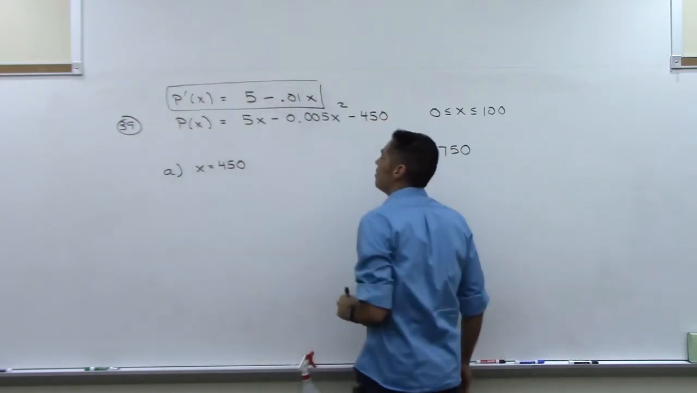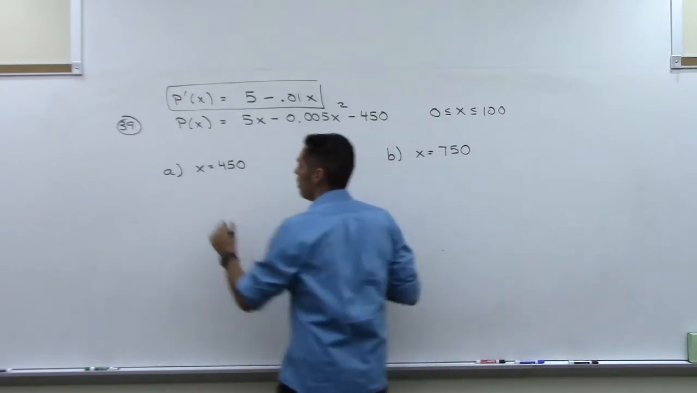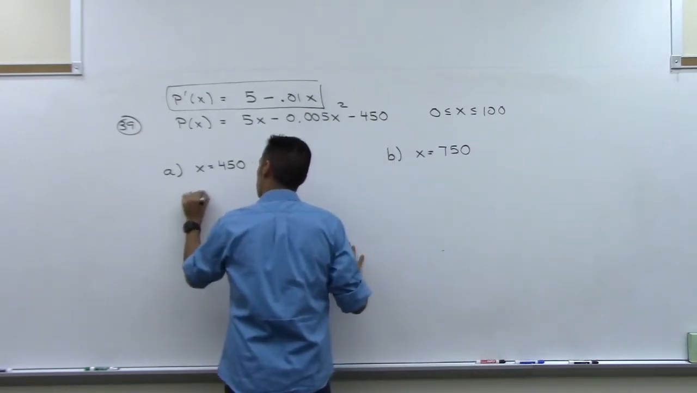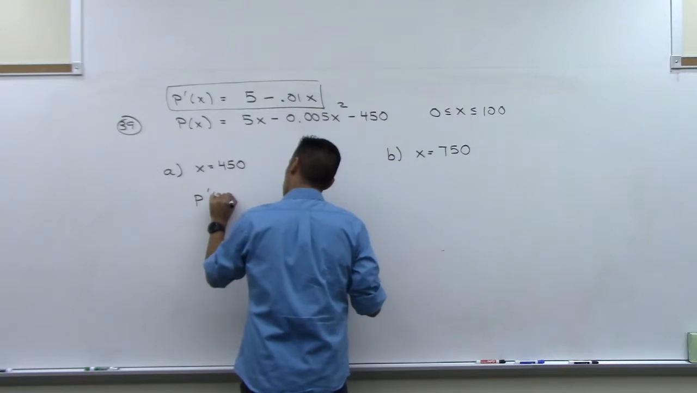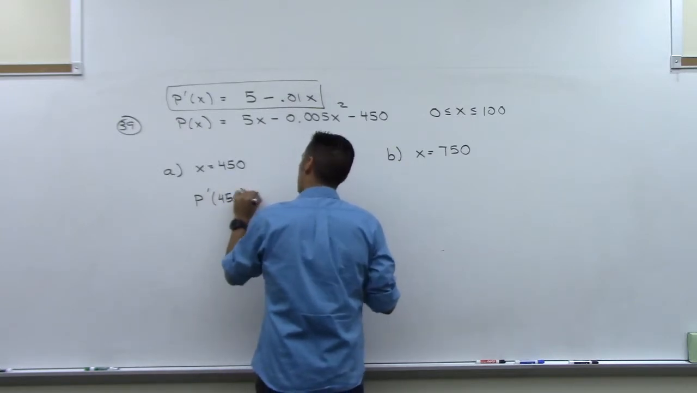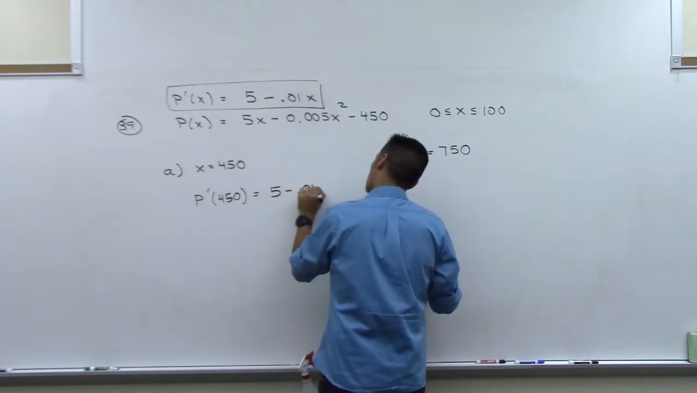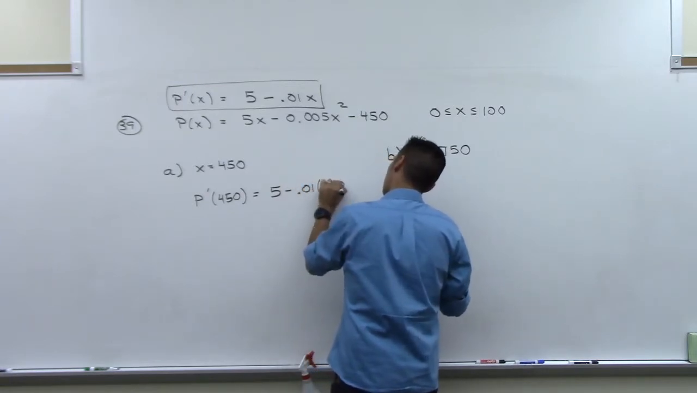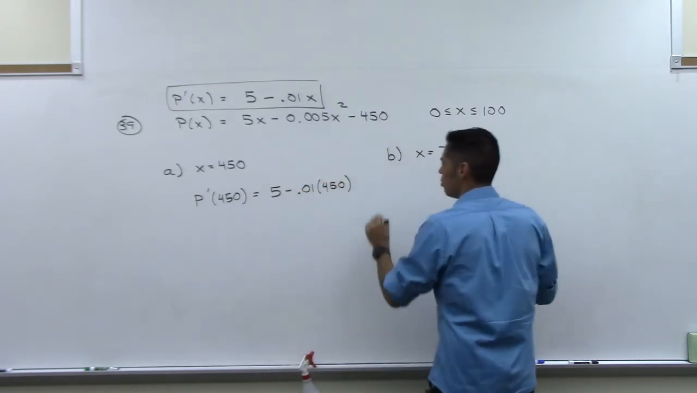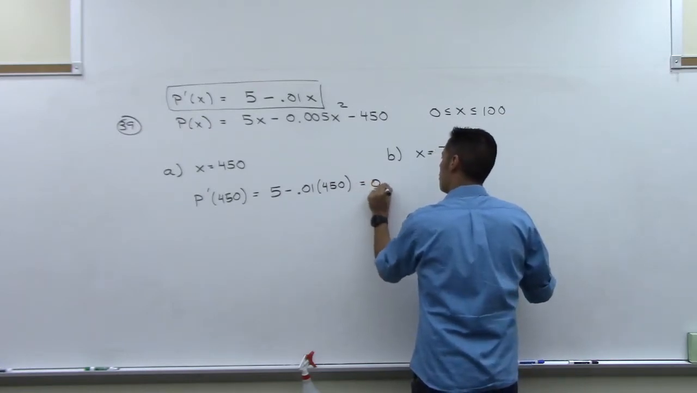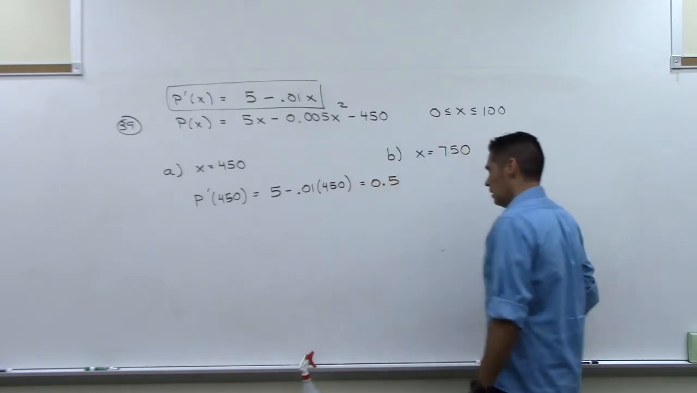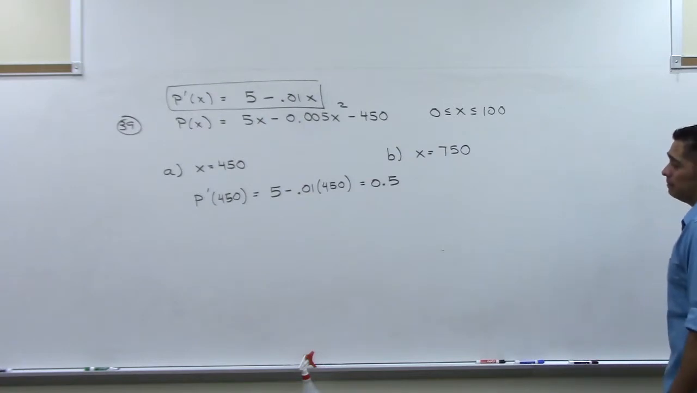And what I want to do is evaluate the marginal profit at 450. So what's P prime of 450? Well, we just plug 450 in there. So 5 minus 0.01 times 450. So we should get 0.5 here. So what does this mean?